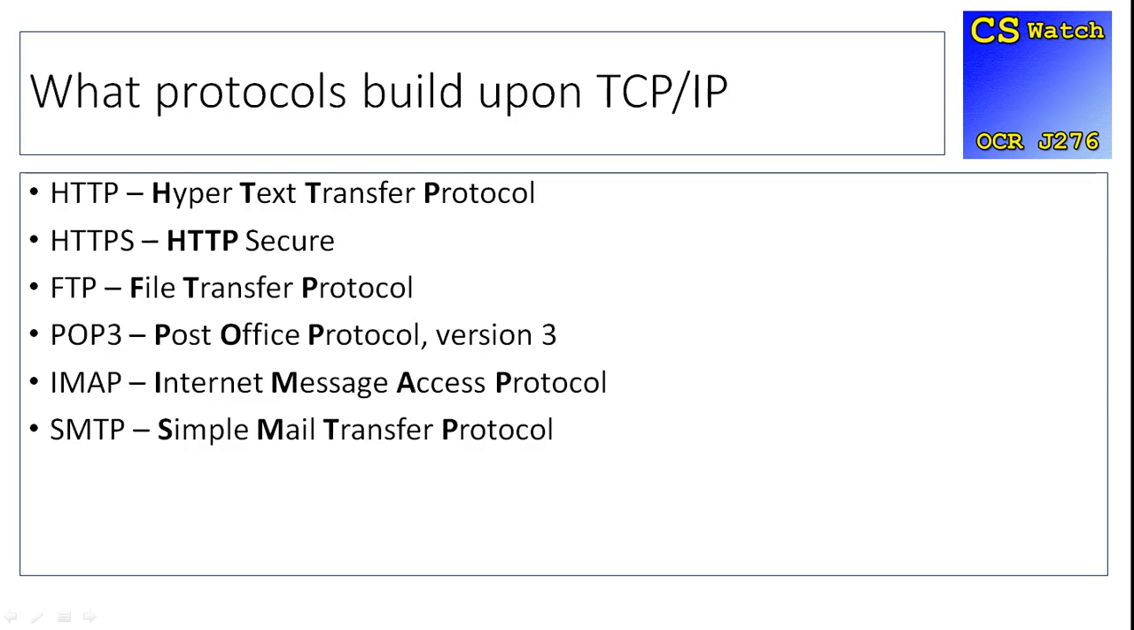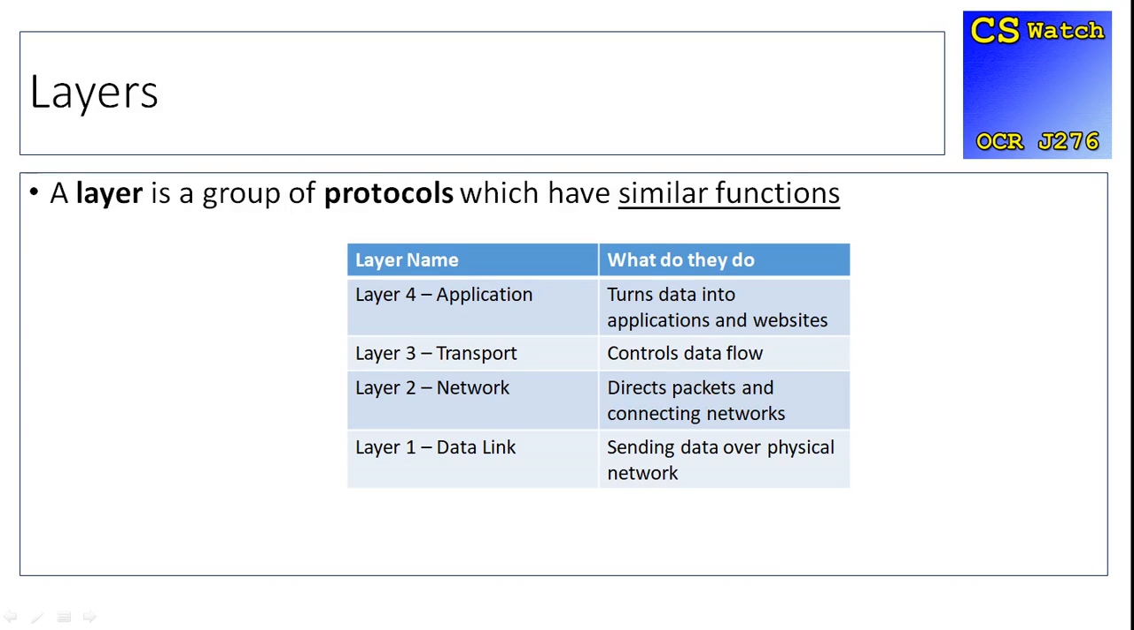If you take the idea of TCP/IP apart, taking away the TCP part, which is for how to connect to the network, and the IP part, which is responsible for packet switching, none of those technologies would work. We've then got the idea of layers. Layers are a group of protocols which have similar functions. So we can see here, for example, we've got the four network protocol layers.